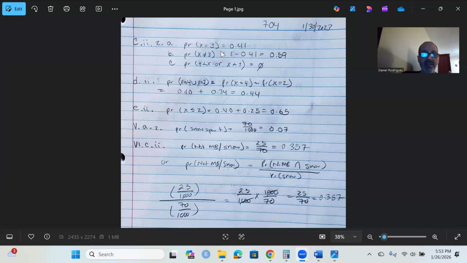Okay, so we had the probability that racer 3 wins the race is 0.41. The probability that racer 3 does not win the race is the complement of the probability that x equals 3. So it's 1 minus the probability of x equals 3, or 0.59.